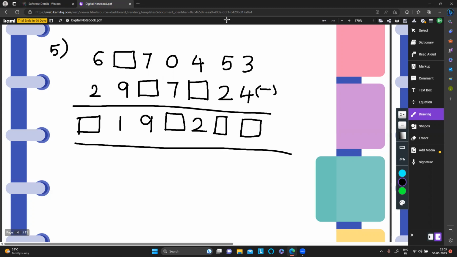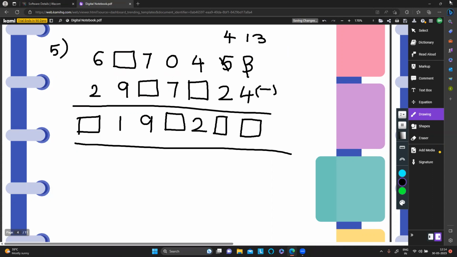Give a pause right here and try to solve this problem. This has borrowing involved in this. So in this problem, there is involvement of borrowing. Okay, so here this is only 3. So from 3, you cannot subtract 4. So you will have to borrow a number from 5, where 5 will become 4 and 3 will become 13.